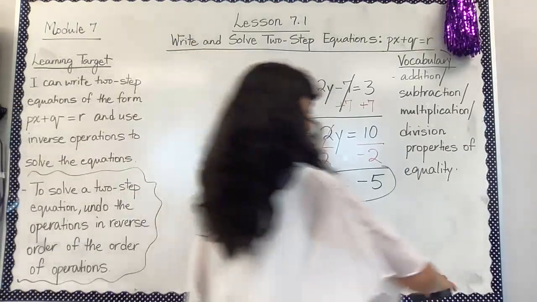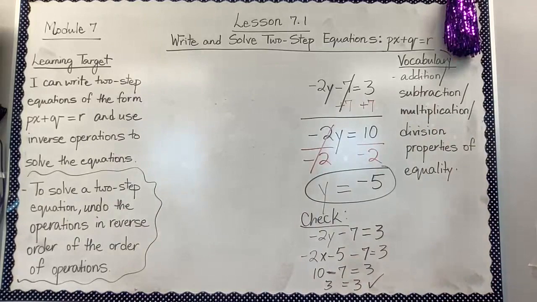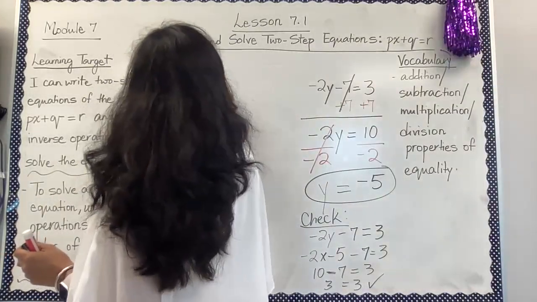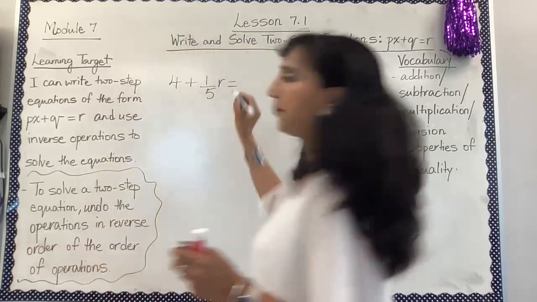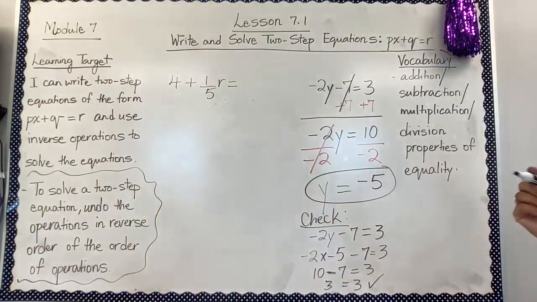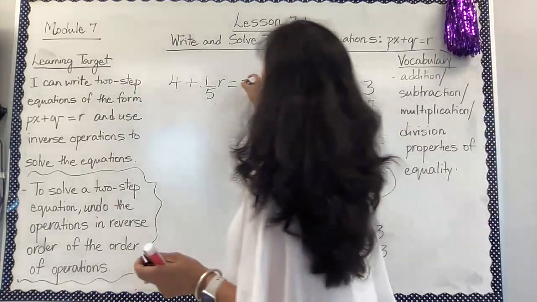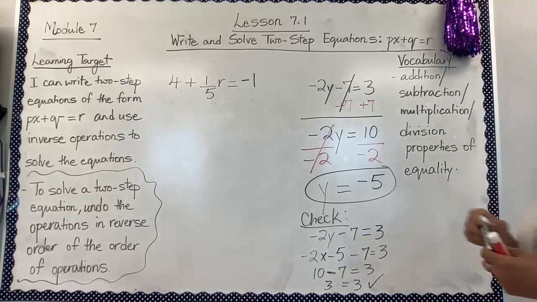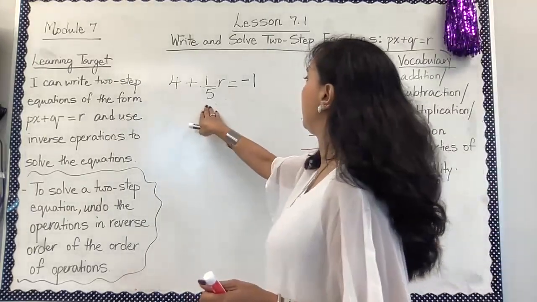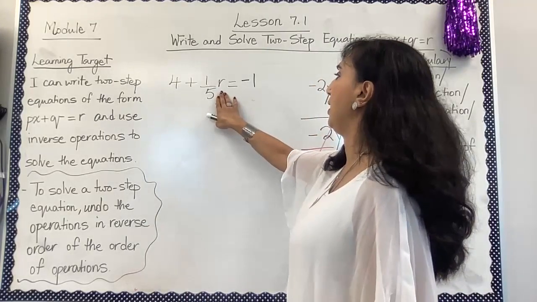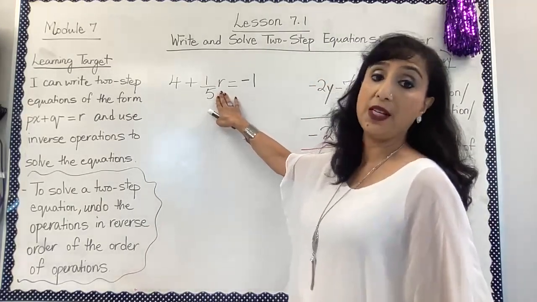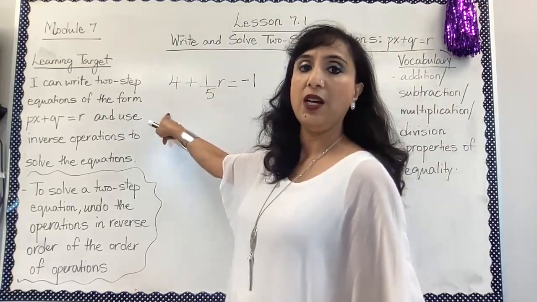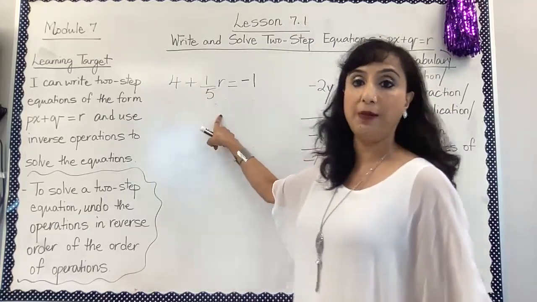So let's solve one. All right, so let's say my question is 4 plus 1/5 r is equal to negative 1. Now, again, when we look at this, we can say that this is immediately attached, and based on the order of operations, we are going to do the addition before the multiplication. All right.